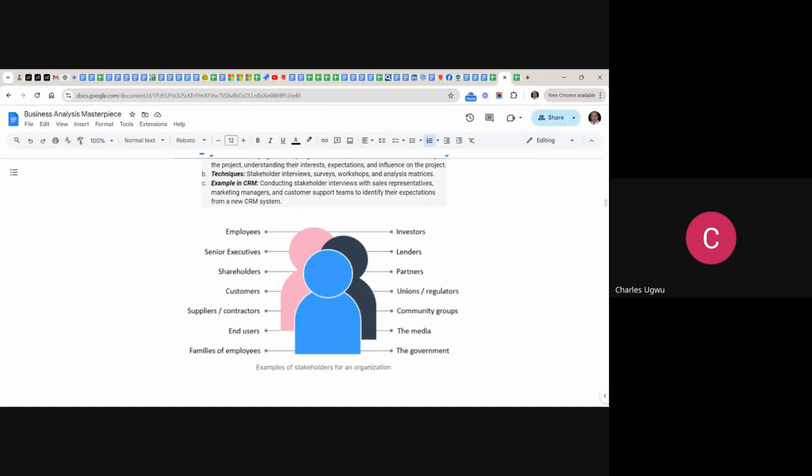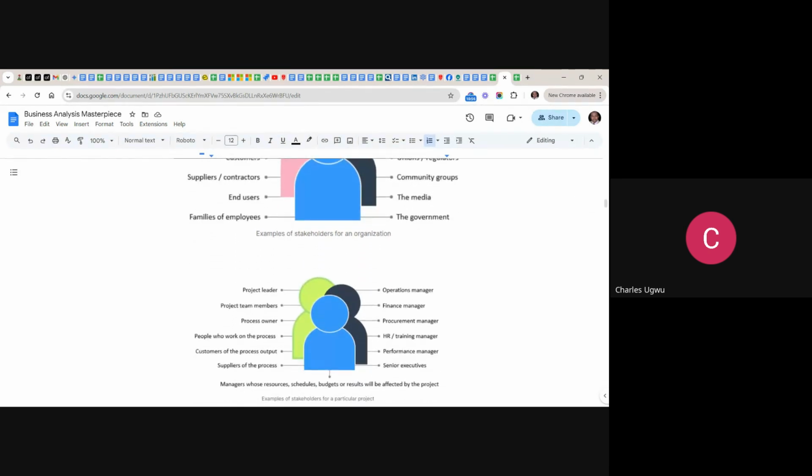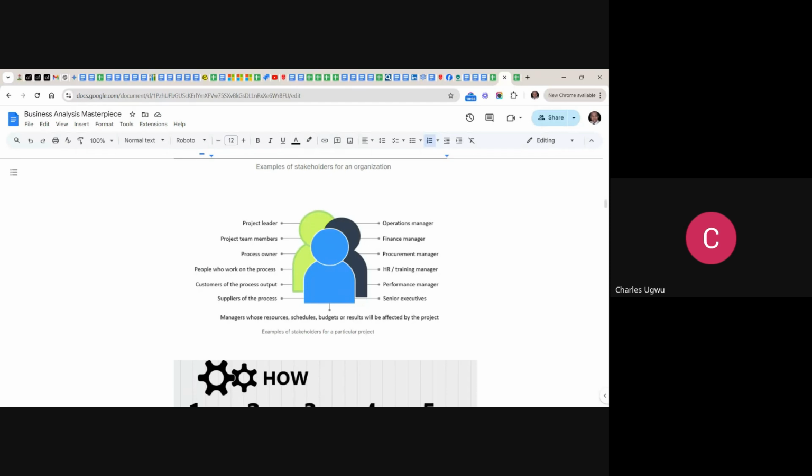And that's what brings us down to project stakeholders. You see, project stakeholders here, the first person we are looking at is the project leader, and that is the project manager. We have project team members. Every other person working within the project, either as a developer, a business analyst, a quality assurance personnel, or a project coordinator, they are all team members.